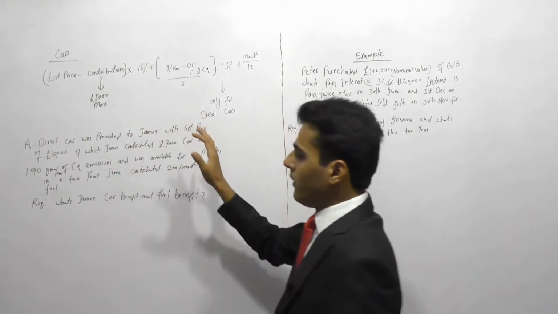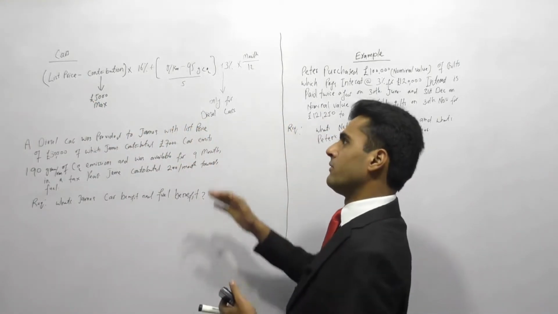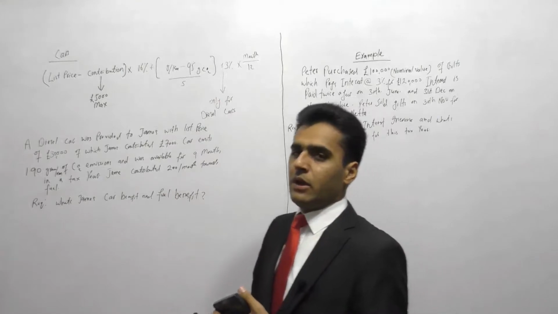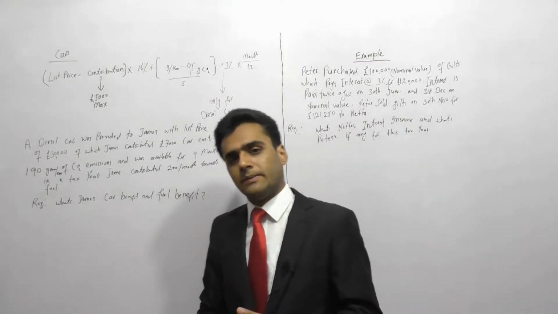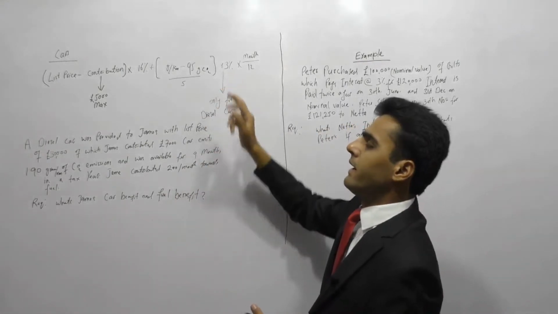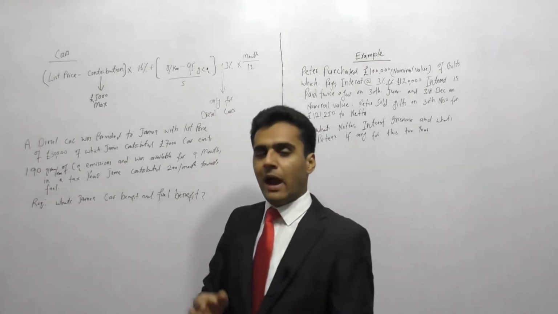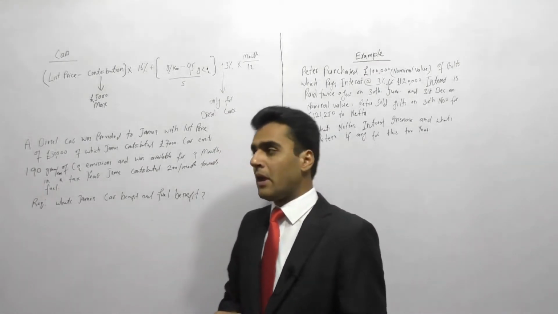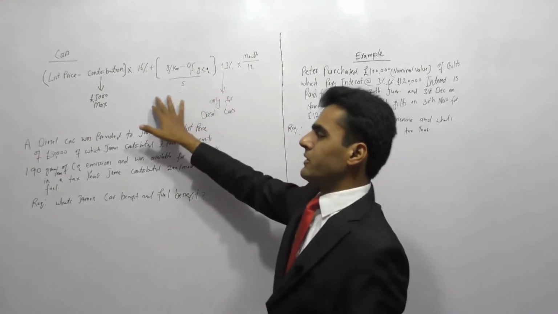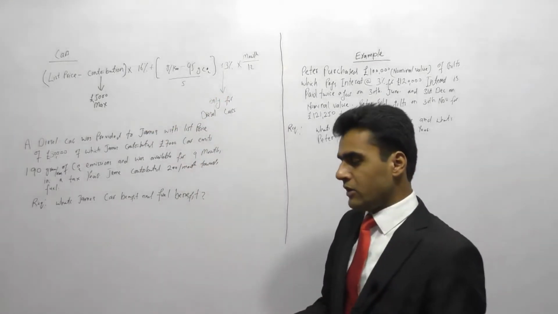All right, now there is another complexity here as well. Say for example the car was not a petrol car, it was a diesel car. Now if it is a diesel car, then we will have to add an extra 3% into it, extra 3% of the percentage.